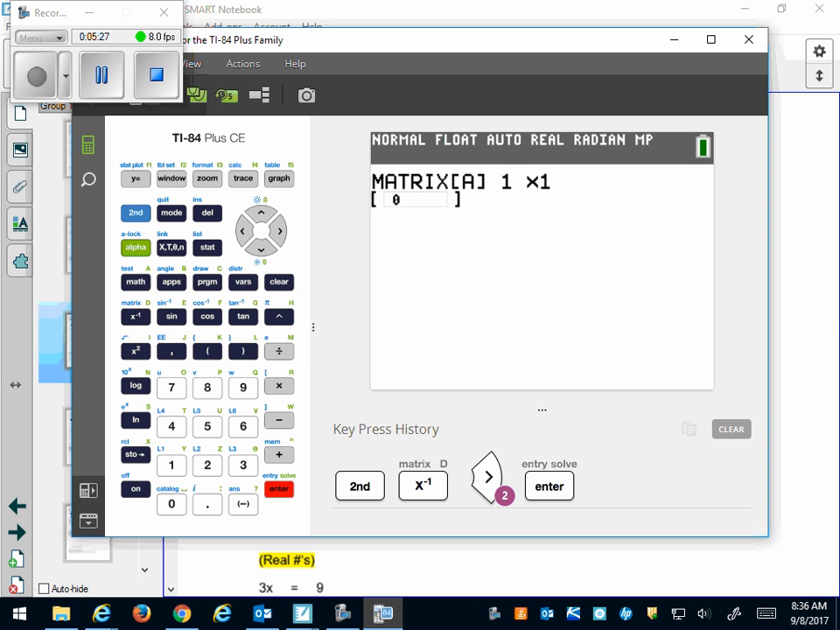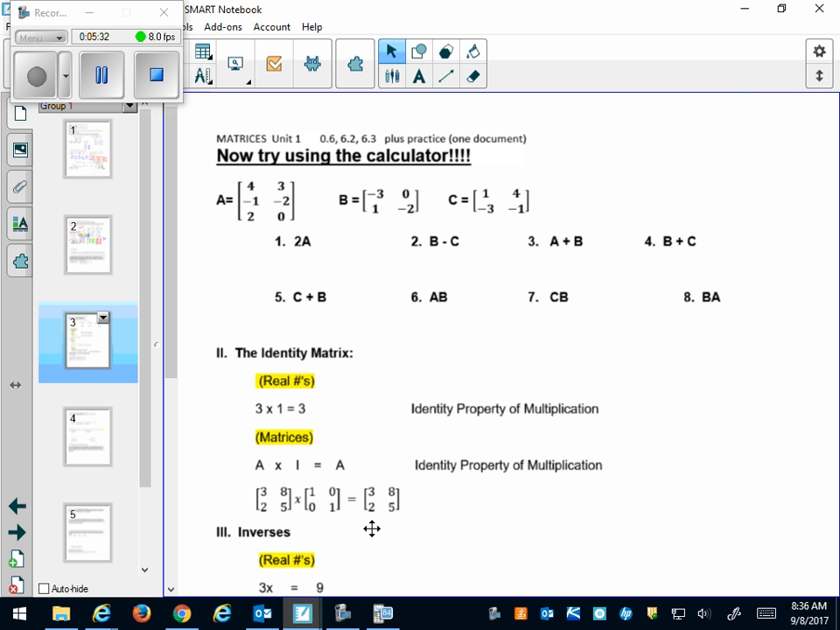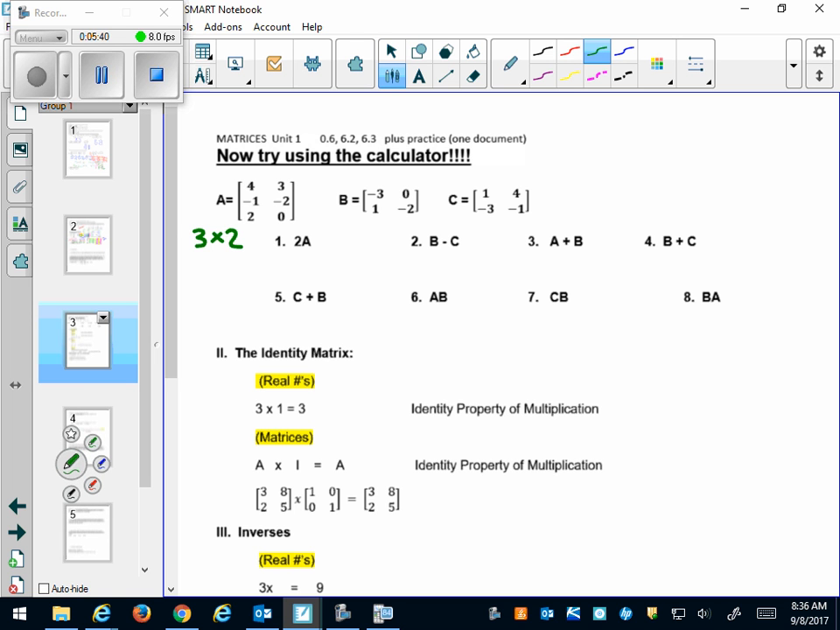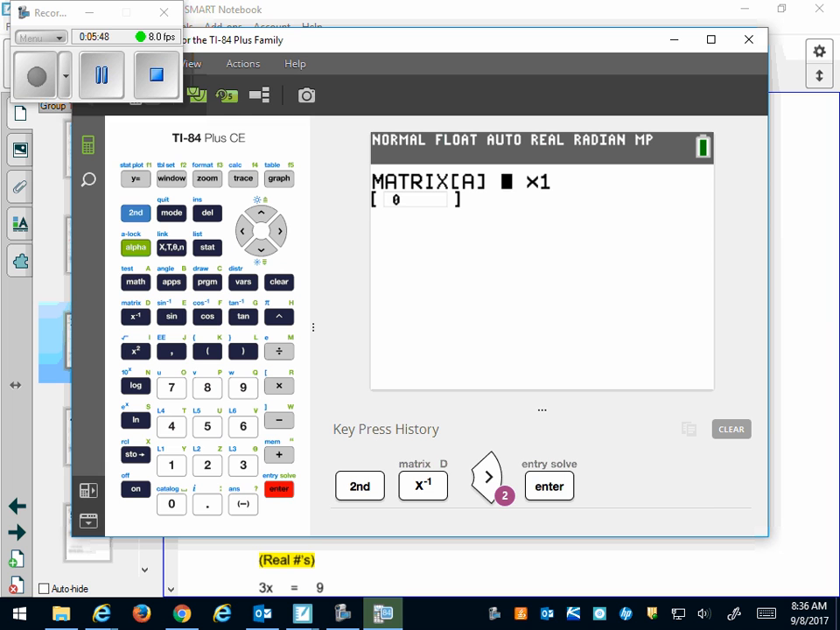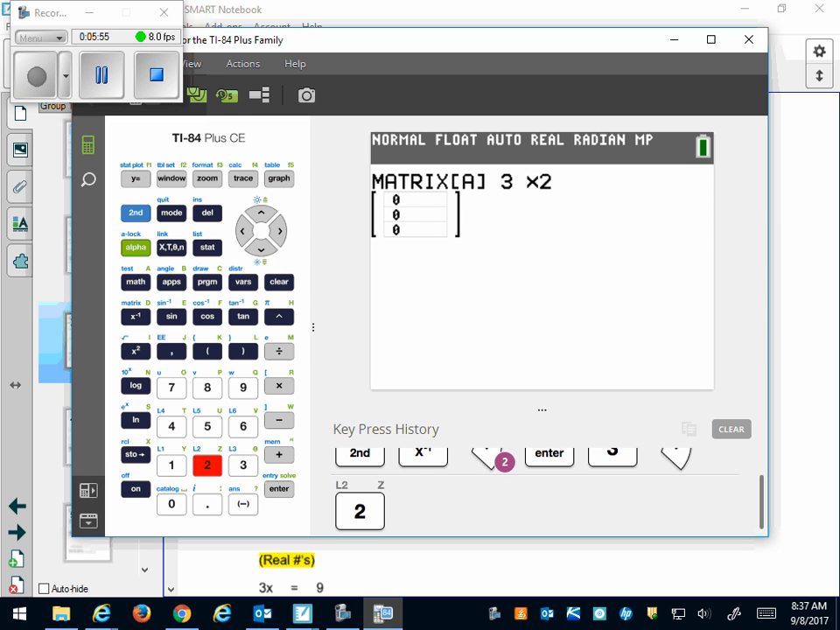The first thing it asks is, what size is this matrix? So if we look at our notes, matrix A is a 3 by 2 matrix, right? Remember, we always do rows by columns, rows first. So it's a 3 by 2. So we're going to put in 3 by 2. I just arrowed over to the other one. I think you can push Enter. 3 by 2. And then when you push Enter, it will give you that size matrix on your screen.